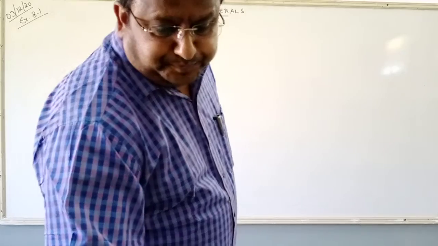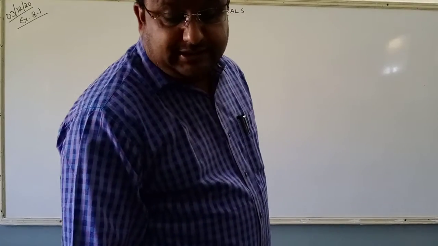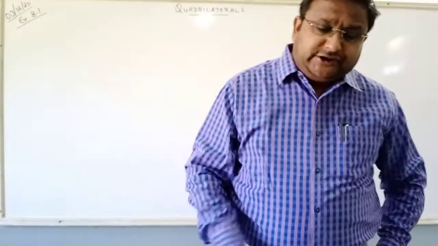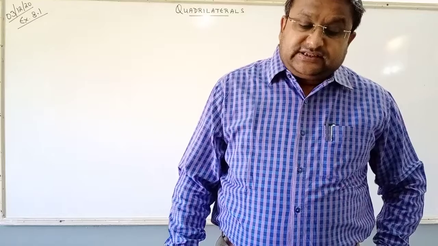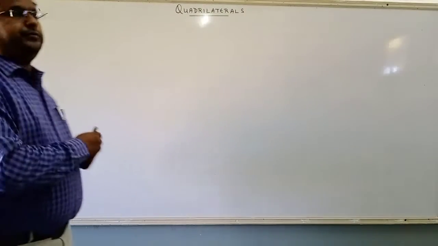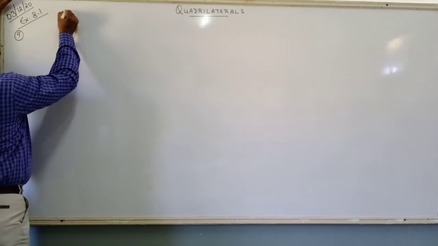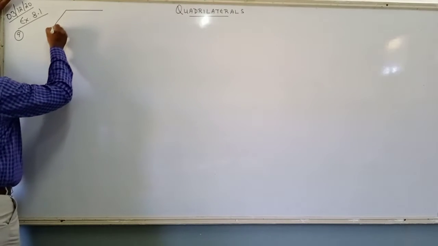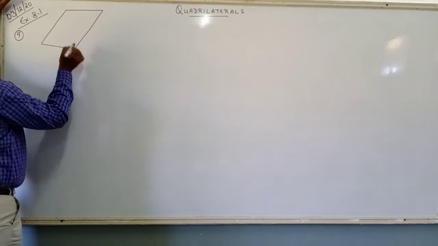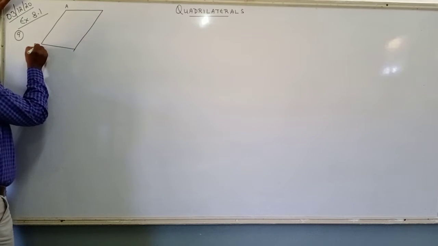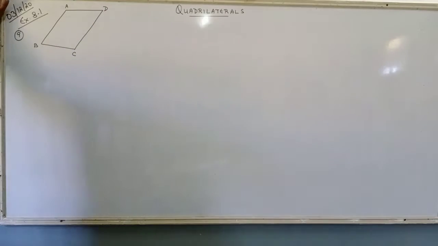Check, for example, question number 9. In a parallelogram ABCD, two points P and Q are taken on diagonal BD such that DP is equal to BQ. Question number 9. This is a parallelogram, A, B, C and D. He is telling you it is a parallelogram.